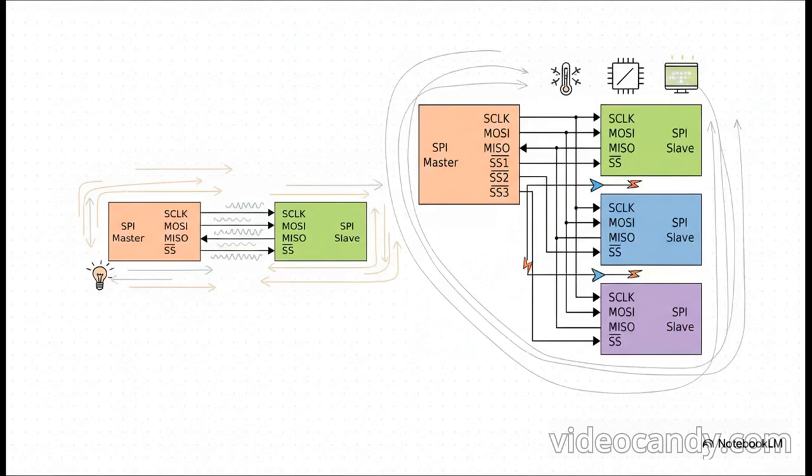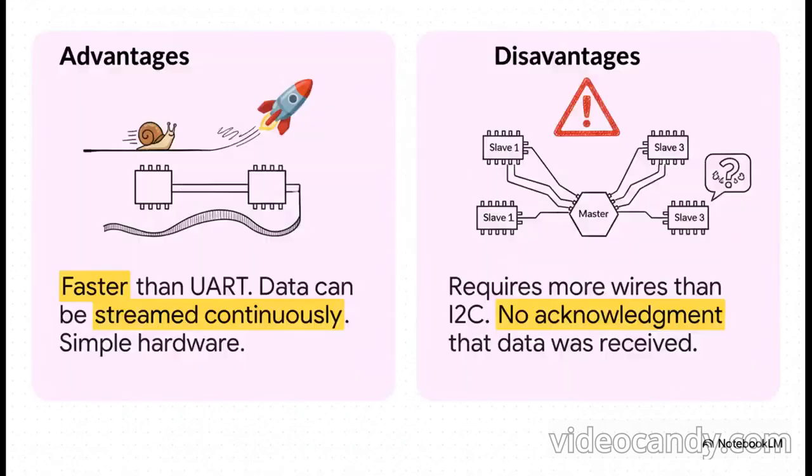And how does it do that? By using a separate slave select or chip select line for each one. Think of it like an old school phone switchboard. To talk to the SD card reader, the leader pulls its select line low. To talk to the display, it pulls that line low instead. And that's how a single microcontroller can manage a whole bunch of different components.